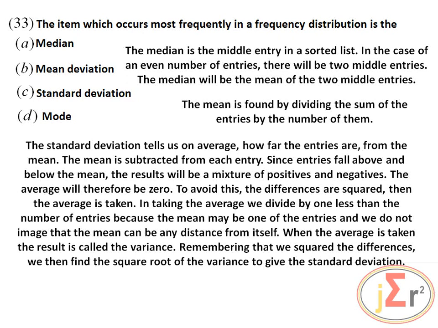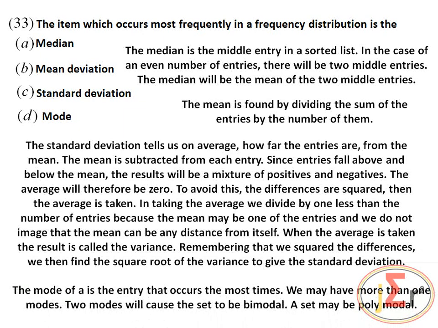When the average is taken, the result is called the variance. Do not forget that the average that we have taken is an average of what? Squared numbers. So when the average is taken, the result is called the variance. Remembering that we squared the differences, we then find the square root of the variance to give the standard deviation. So in the end, because we squared to avoid the positives and negatives, we still have to compensate for that. So we find the square root after we have found the average, and that gives the standard deviation.